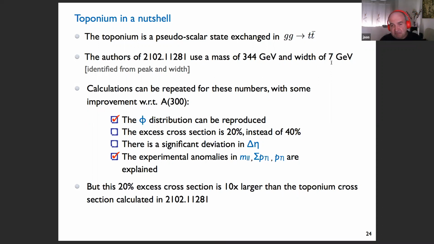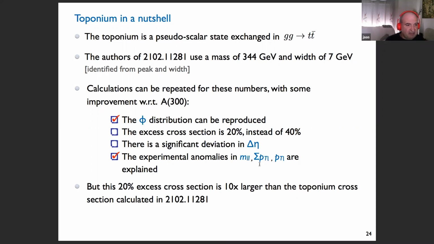344 and larger. Okay, the result is that, well, of course, you can reproduce the distribution in phi. You improve a little in the excess of the cross-section. Instead of a 40% extra, you get a 20% extra, which is a lot, but not so much. Still, there is a significant deviation in the delta eta, so rule out. The anomalies in these other distributions are explained, while you reproduce them somehow.